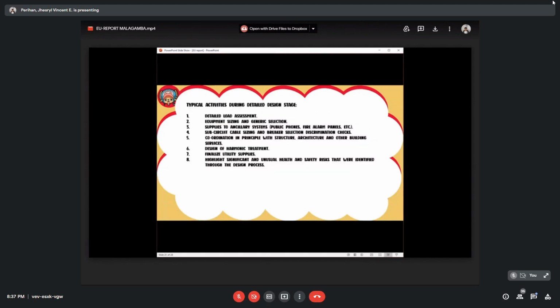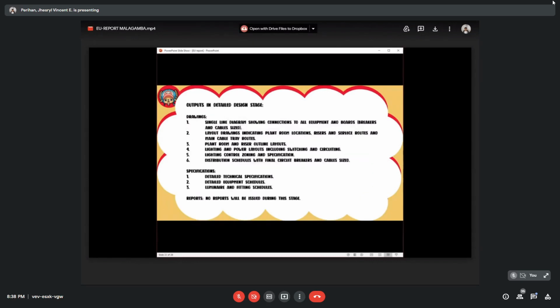In detailed design stage, we have typical activities such as the detailed load assessment, equipment sizing and generic selection, supplies to ancillary systems like the public phones, fire alarms, fire alarm panels, etc. The sub-circuit cable sizing and breaker selection, discrimination checks, coordination in principle with structure, architecture, and other building services, design of harmonic treatment, finalize utility supplies, and lastly, we have highlight significant and unusual health and safety risks that were identified through the design process.